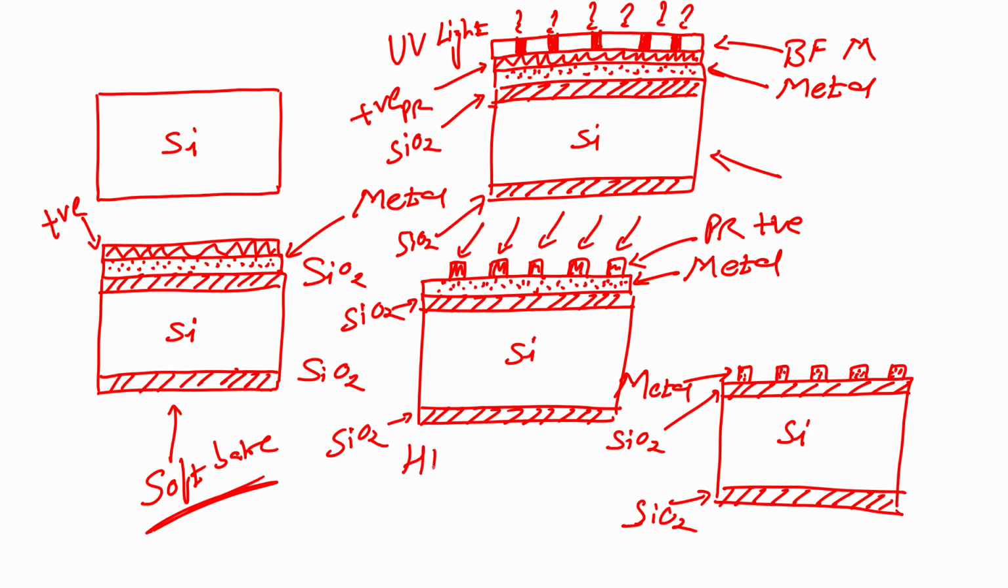After I perform hard bake at 120 degree centigrade on a hot plate for 1 minute, I will dip this wafer in a metal etchant. When I dip the wafer in metal etchant, the area which is not protected by photoresist, the metal will get etched. You can see in the figure, the area that was not protected by photoresist will get etched in the metal etchant.